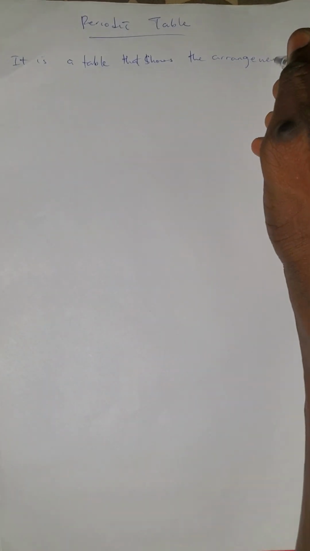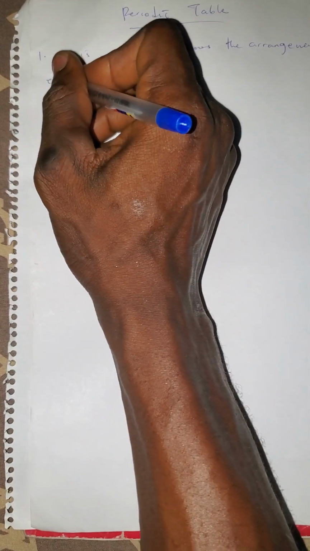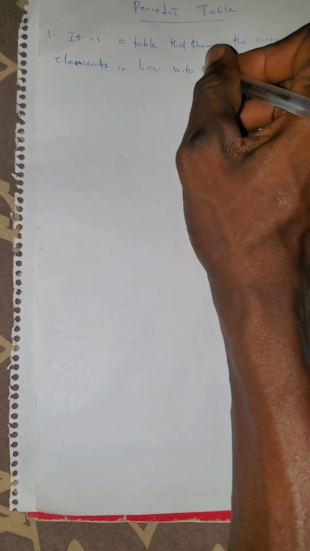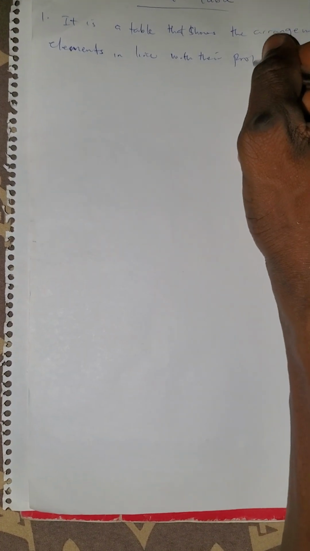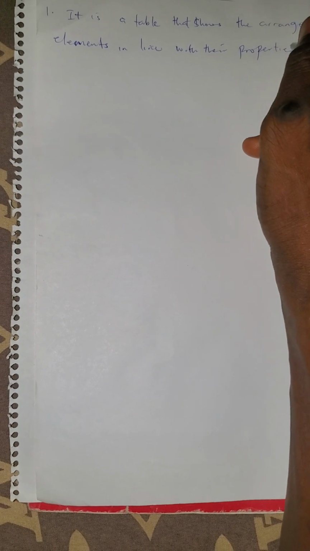Now, what is the periodic table? It is a table that shows the arrangement of elements in line with their properties, most especially the chemical properties.